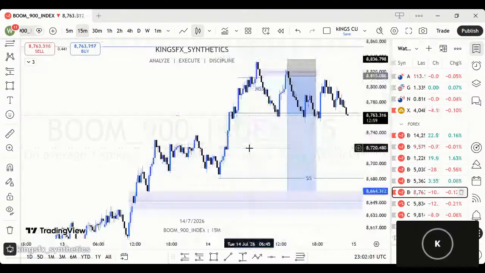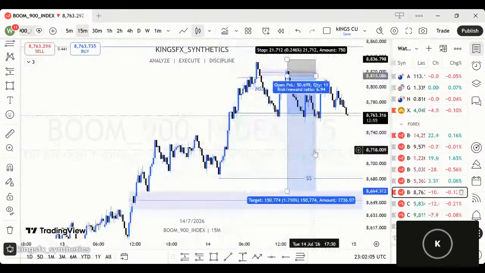Why? Because there is liquidity that has been left behind. What is the liquidity? A lot of buyers, a lot of people bought in this market. A lot of people bought at this point. Now a lot of them, their stop loss is here. You see this zone here, this is their stop loss. So they have been buying and they have been in profit. Price cannot just leave them like that in profit.